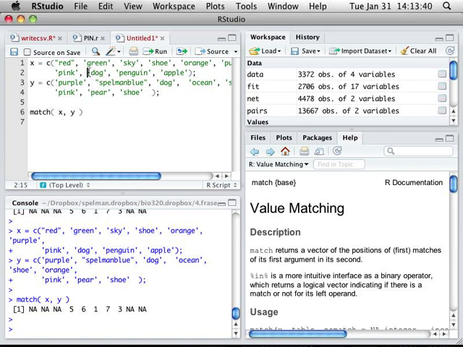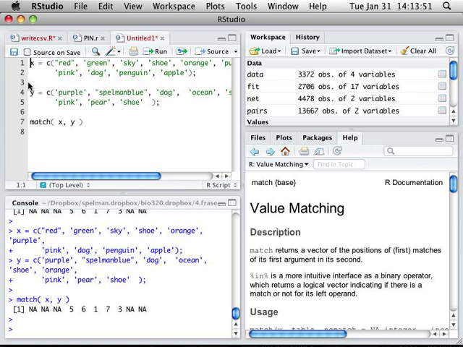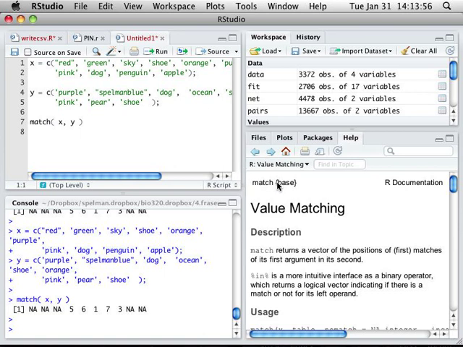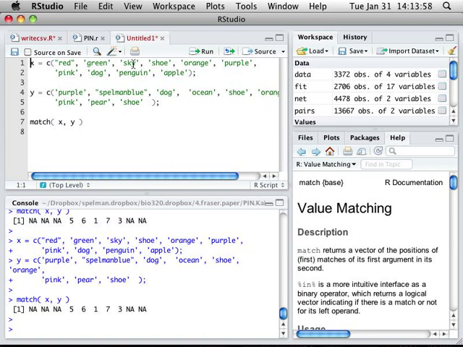Okay, here's a small demo to show what the match function does in R. So I have two vectors, x and y. X is a vector of characters: red, green, sky, shoe, orange, purple, some random words. Y is another vector of random words. And we want to use the match function to see how each word in X is positioned in Y.